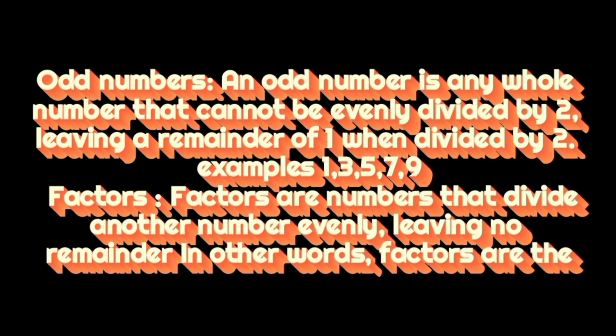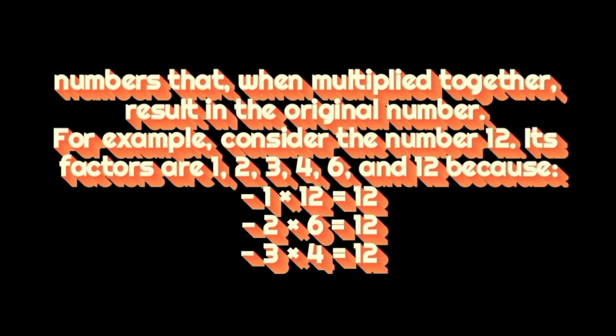Factors. Factors are numbers that divide another number evenly, leaving no remainder. In other words, factors are the numbers that, when multiplied together, result in the original number. For example, consider the number 12. Its factors are 1, 2, 3, 4, 6, and 12 because 1 times 12 equals 12, 2 times 6 equals 12, 3 times 4 equals 12.